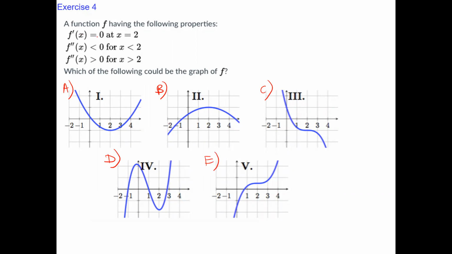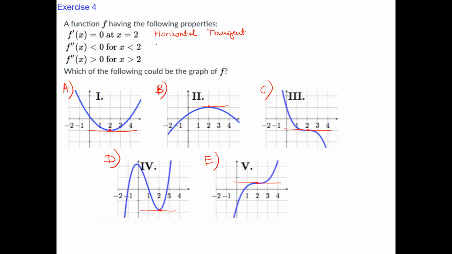If the first derivative is 0 at 2, we will have a horizontal tangent, because the slope of the tangent is the derivative and the slope of horizontal lines is 0. We don't know if it's a local maximum or minimum, but we know that it's a horizontal tangent. And let's check. Horizontal tangent at 2, horizontal tangent at 2, horizontal tangent at 2. Nothing to be eliminated.